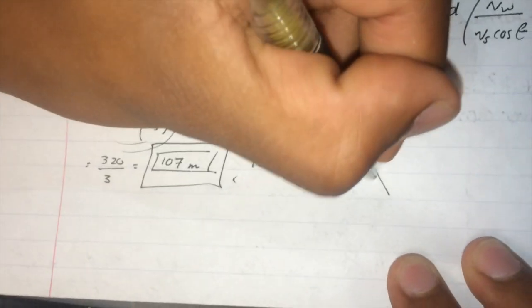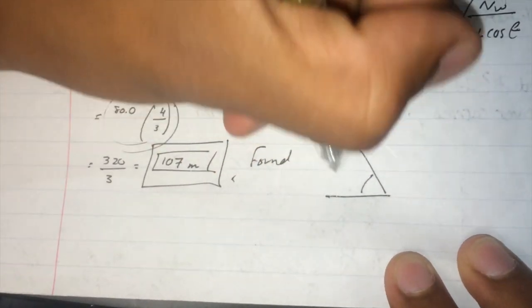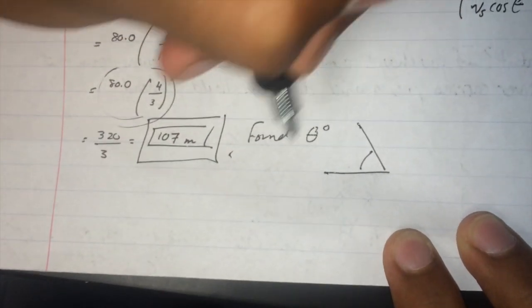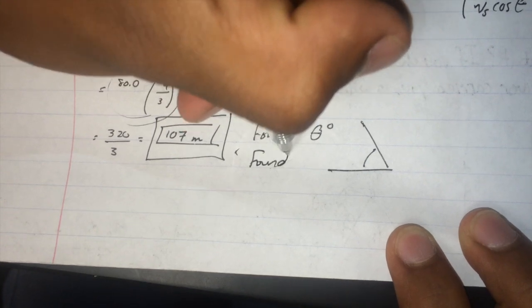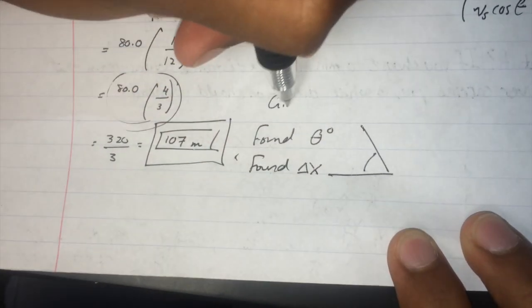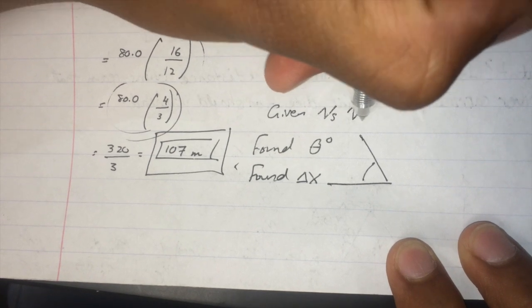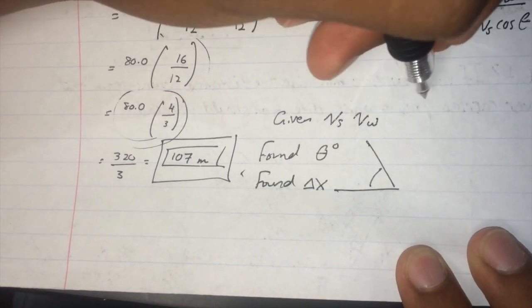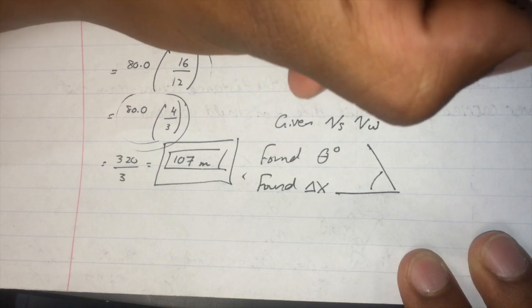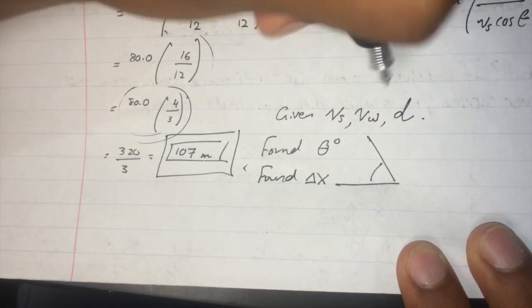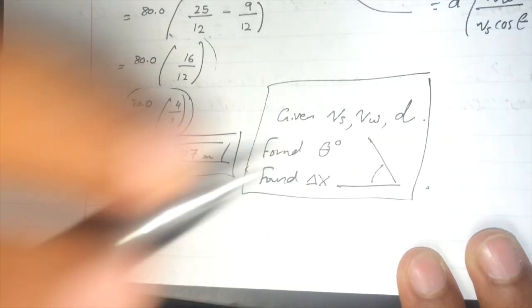So we have found the angle from the bank, and we also have found delta x given, as earlier stated, Vs, Vw, and the distance between the banks. So that is all we need, and that is how we came to our answer.